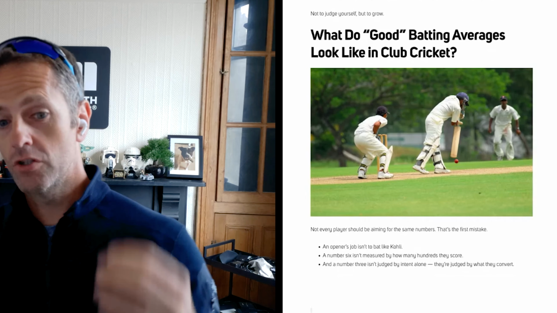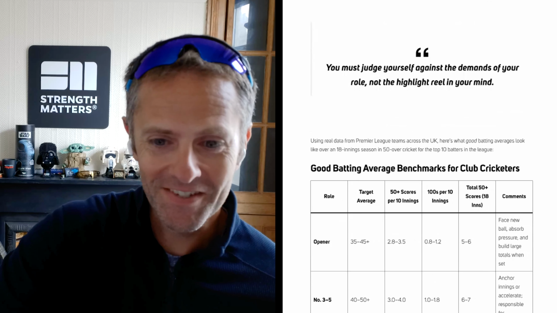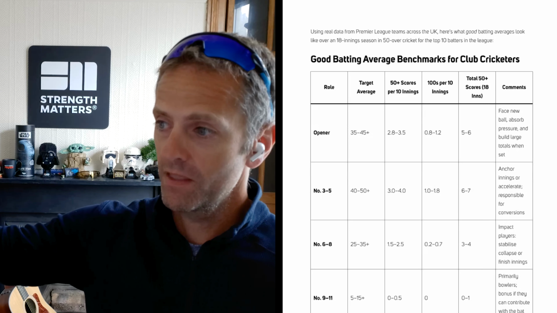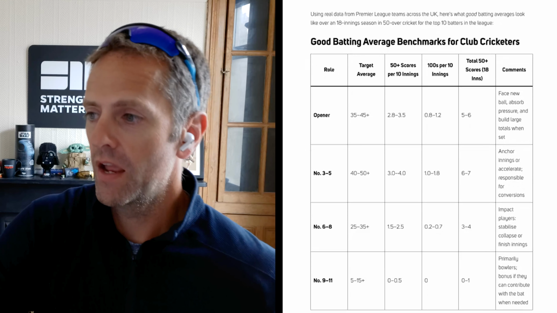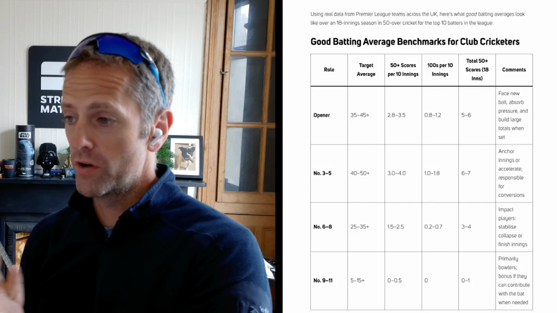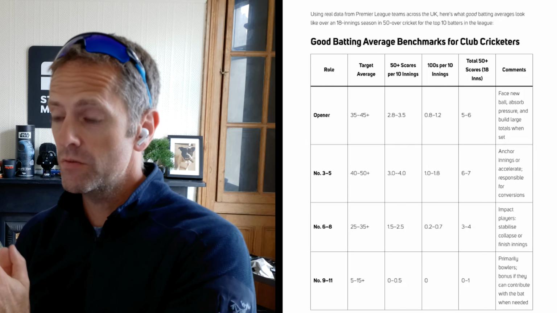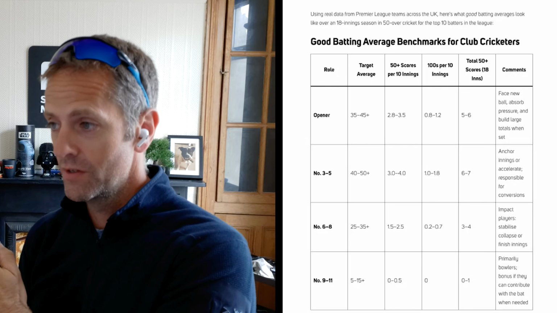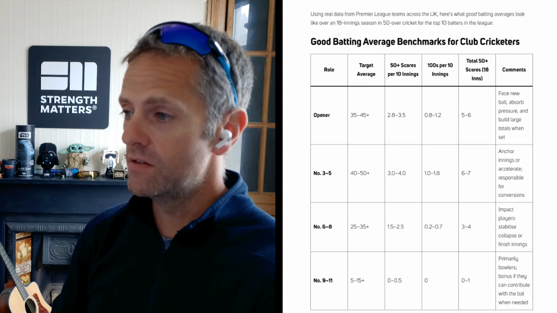So what do good batting averages look like in club cricket? Well, this is from the stats, from literally looking at a multitude of Premier League levels across the UK and pulling it together and analysing it here. In club cricket, if you're an opening batter, we're looking at an average of 35 to 45 plus as a baseline. 50 plus scores per 10 innings, 2.8 to 3.5. Hundreds per 10 innings, quite high, 0.8 to 1.2. And total 50 plus scores in 18 innings, because roughly you can get 18 innings in a season, is 5 to 6.